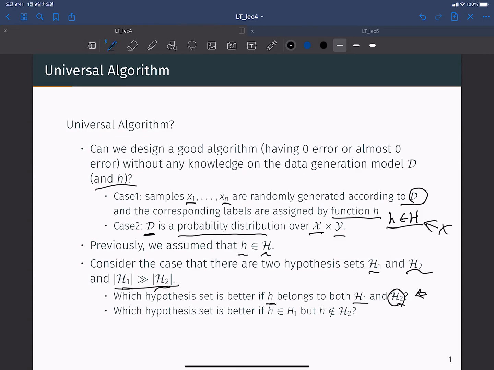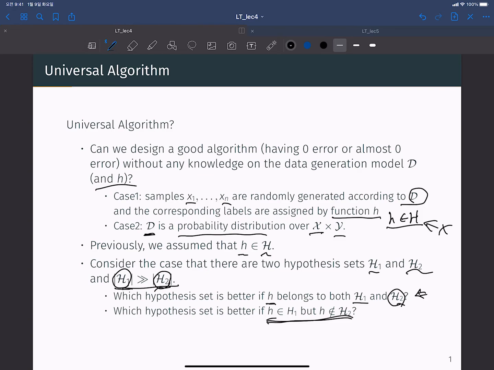And the second question is, which hypothesis set is better if the true hypothesis H belongs to H1, but H does not belong to the second hypothesis class? It will happen many times because the first hypothesis class is much more complex and much more flexible compared to H2. So this is a very usual case. Only H1 has the true hypothesis function.